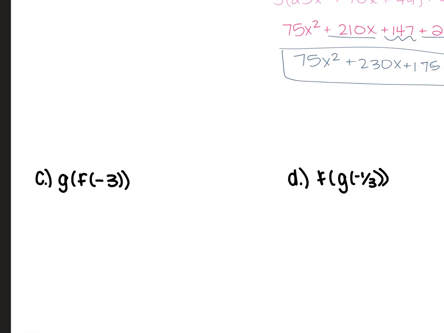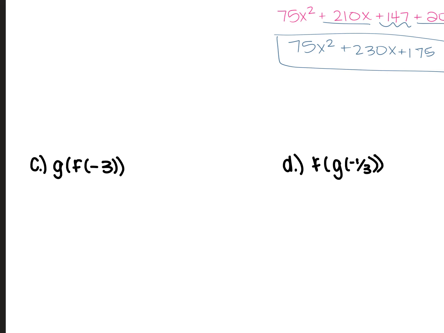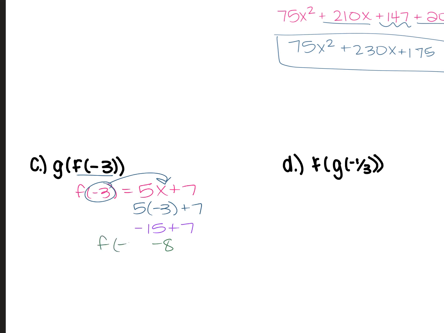For example C, you have g of f of negative 3. We're going to work inside out with this. So we're going to first find the f of negative 3. If we find f of negative 3, we're just plugging in negative 3 for x in f of x. Remember that f of x is 5x plus 7. So we're going to take that negative 3, plug it in for x, and simplify. So it's 5 times negative 3 plus 7. The 5 times negative 3 is negative 15, plus 7 gives us negative 8. So f of negative 3 is equal to negative 8.